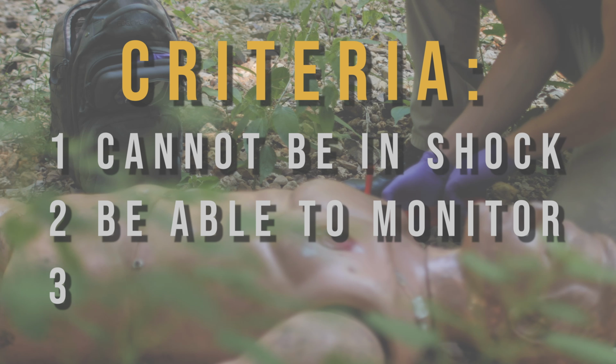So we want to make sure that this person can be monitored closely if we are going to do a tourniquet conversion. The third criteria we have to meet is we have to make sure these patients don't have a total amputation. If they have a complete amputation, they need a tourniquet. There's no tissue past that point that we're going to be able to perfuse, so we're not worried about swapping this over to wound packing.